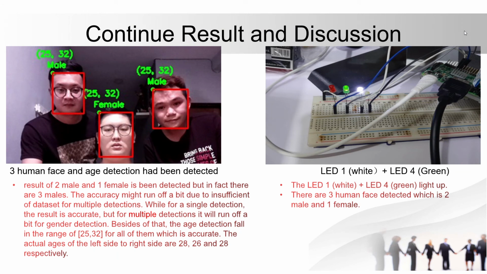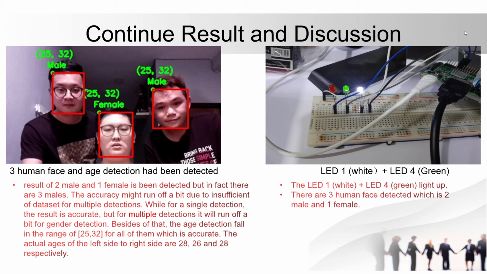From the figure above, as shown on the left side, 3 human faces and ages have been detected. The result shows 2 males and 1 female, but in fact there are 3 males. The accuracy might be off a bit due to insufficient data for multiple detection. For a single detection the result is accurate, but for multiple detection, gender detection will be off a bit. Besides that, the age detection falls in the range of 25 to 32 for all of them. In fact, it is accurate because their ages are 28, 26, and 28.